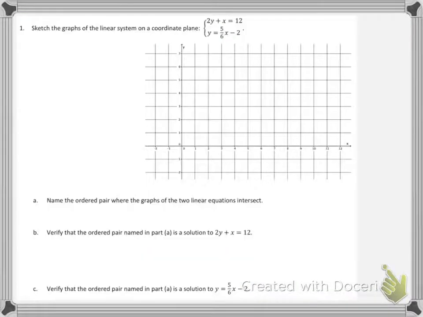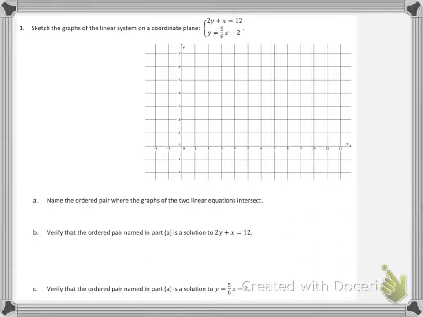Let's get started. All right, we're going to take this system of linear equations and graph the lines on the coordinate plane. And then we're going to look for the intersection, and we'll see what we find here. So let's graph these. 2y plus x equals 12.